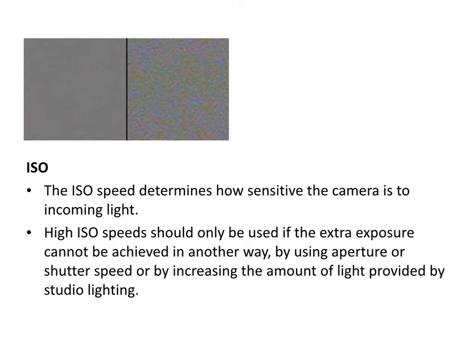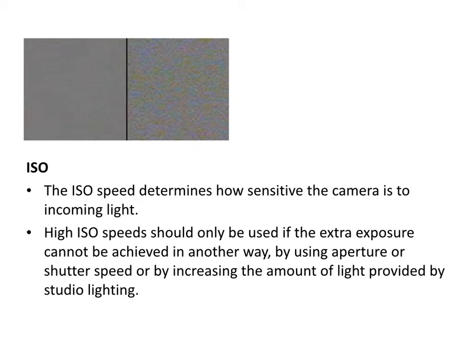The third element of the exposure triangle is ISO. The ISO speed determines how sensitive the camera is to incoming light. Expressed as an ISO number, for example ranging from 100 to maybe 3200 in a digital camera. Higher ISO speeds dramatically increase image noise.